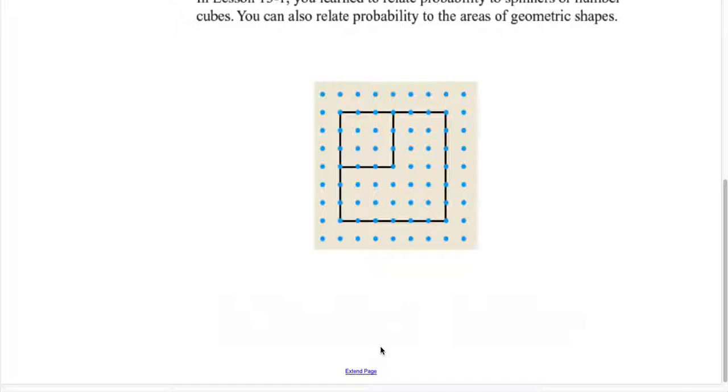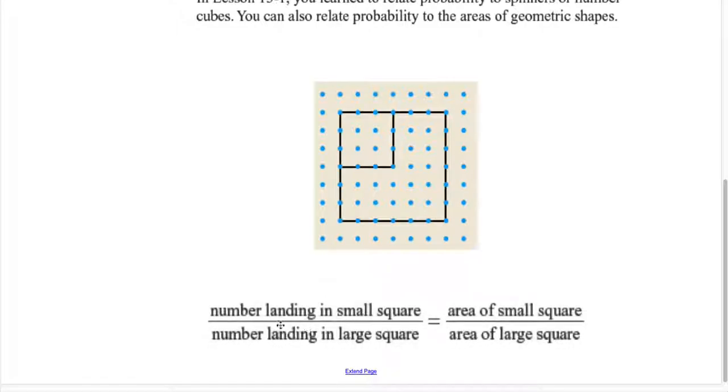So if you take a look at this particular area right here, let's say you have a beanbag, and let's say you don't have any skill in throwing a beanbag, and you're asked to throw the beanbag 50 times. What is the probability that the beanbag will fall in this square right over here? To find the probability of the beanbag falling in this square out of this whole target, we can use a formula: the number landing in the small square over the number landing in the large square.